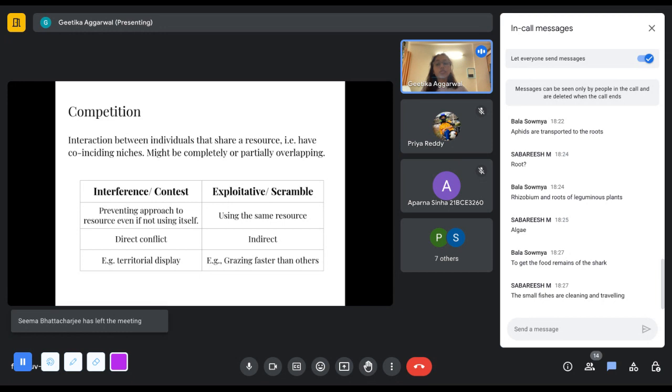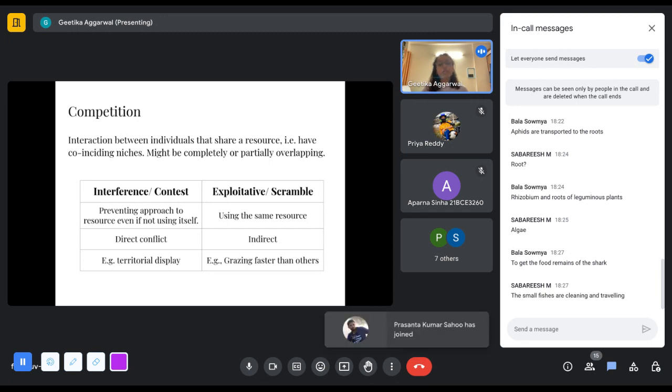The resource here can either be mates, a territory, or a food resource. So if one of the organisms is defending a territory, and it is not letting the other organism even approach that territory, then of course that is interference. That is a contest for the territory. You are not allowed to enter the territory. So that will be an interference competition. Exploitative competition, on the other hand, would be if there are, say, different species that are feeding on grass. There are zebras, there are deer, there are these wildebeests.